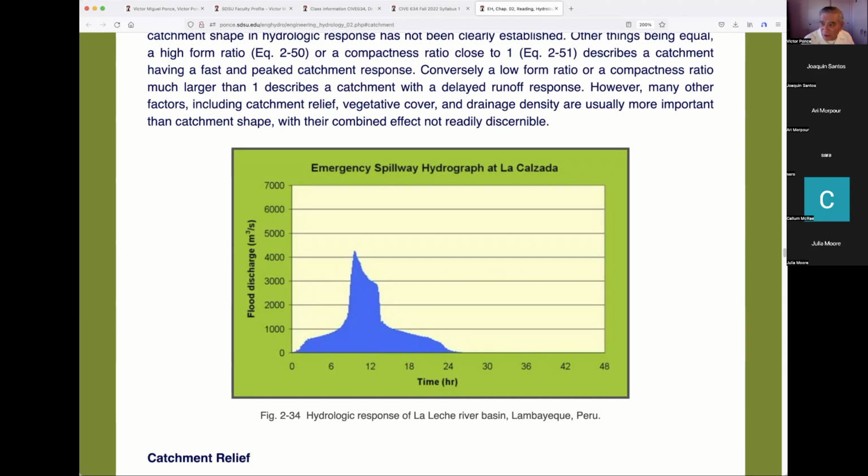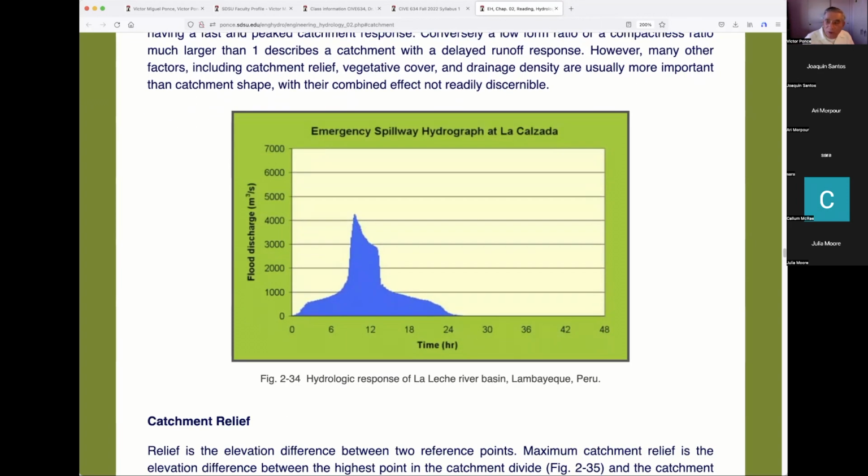So the question is, when it rains, how does it rain? And if and when it rains, how does it run off, given that there are differences between the arid rainfall and the humid rainfall? So we worked very hard. We worked for about a year on this project. And we finally were able to come up with the emergency spillway hydrograph at La Calzada.